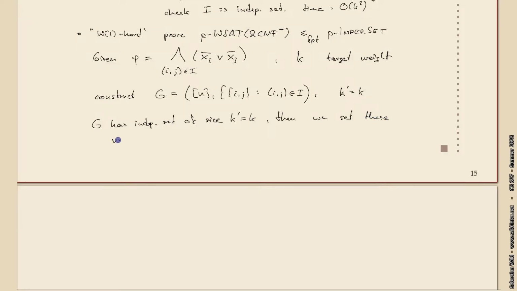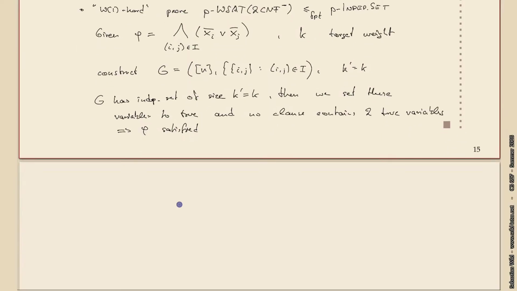And these variables, and no clause contains two true variables. So phi is satisfied. And vice versa, if you have... that's the correctness in one direction.